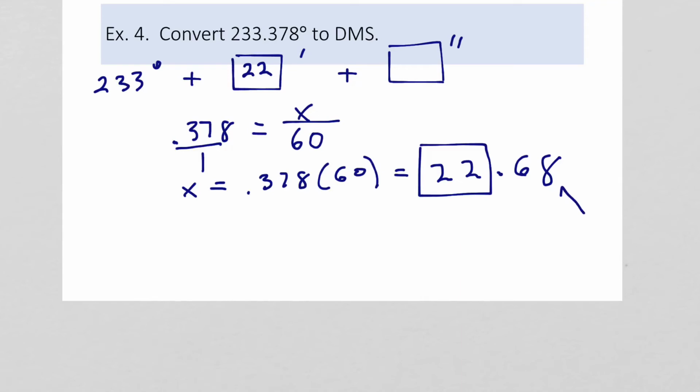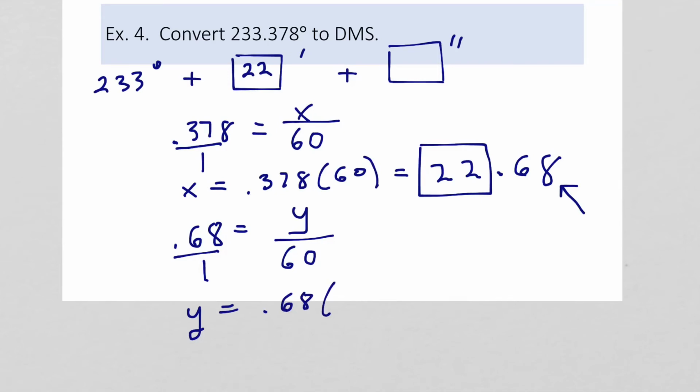Now this decimal part here we have to break down into the second section, put in the next box. So we're going to say 0.68 is equal to y over 60 seconds. So 0.68 is some fraction of 60 seconds now. If I do cross multiplying again, I can say y is equal to 0.68 times 60, which is equal to 40.8. Then that part goes in this box here, and that's as refined as we want to get.